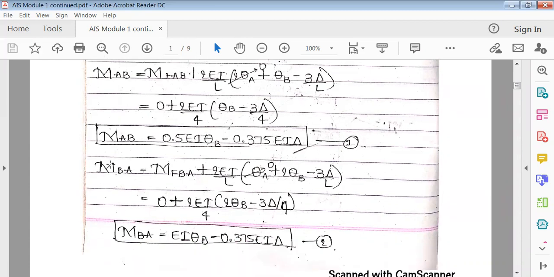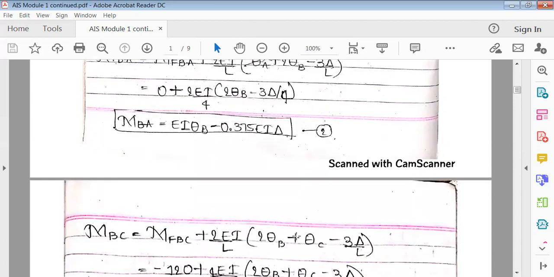Similarly, calculate MBA. MBA is MFBA plus 2EI by L. Again, B is the first term here, so it is 2 times theta B: theta A plus 2 times theta B minus 3 delta by L. Again, substitute all the values and this becomes equation number 2. Next, always keep it in this form only, that is, first theta B, then theta C, followed by this delta.